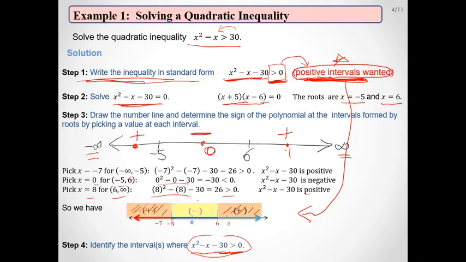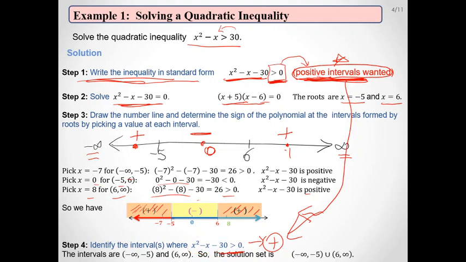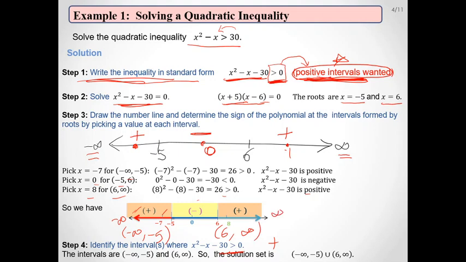So it means this. Why I want this plus, because it says this. And then, as you see, the positive intervals are minus infinity to minus 5 and 6 to infinity. You can put infinity here. And this is not excluded, so we take the union. So the solution set is negative infinity to negative 5 union 6 to infinity.